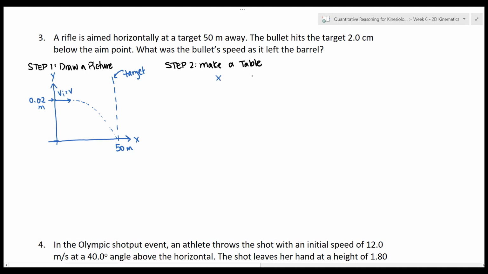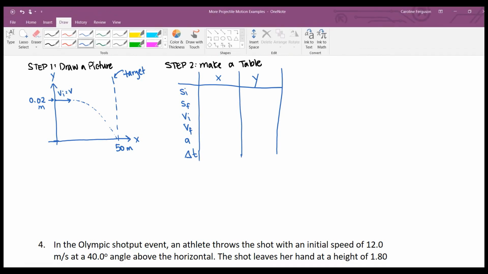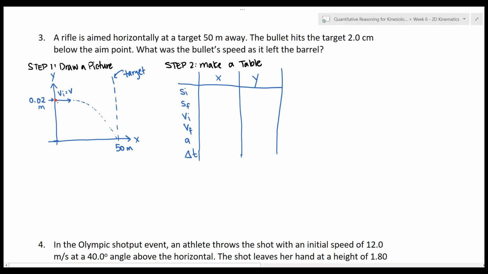All right, so our table has columns that are labeled as x and y. And then we'll have a row for each of the variables in the kinematic equations. So we have S initial, S final, V initial, V final, A, and delta t. In my initial drawing, I'm going to go ahead and label my initial position, my final position, and I'm also going to label the points. So my initial position, that point, the x component is 0, the y component is 0.02. My final position, my x component is 50, my y component is 0.